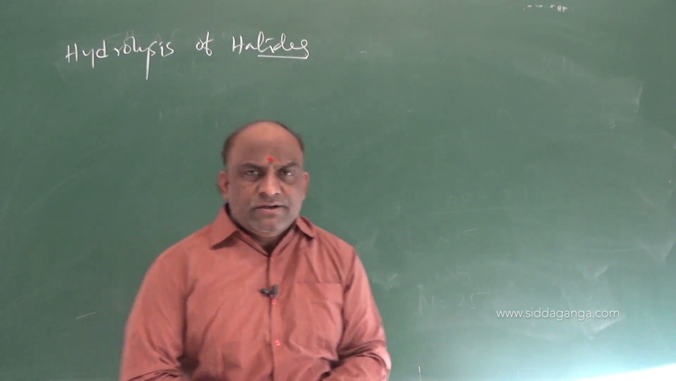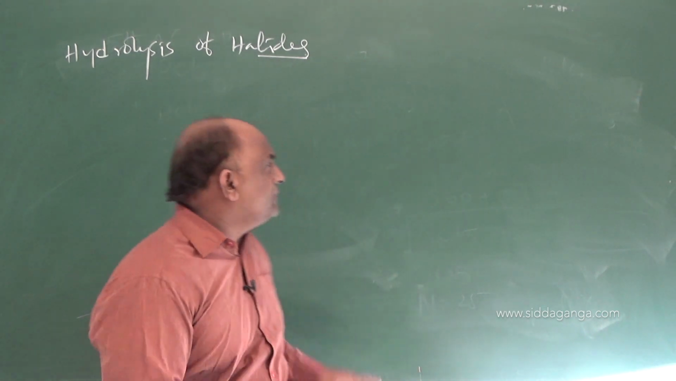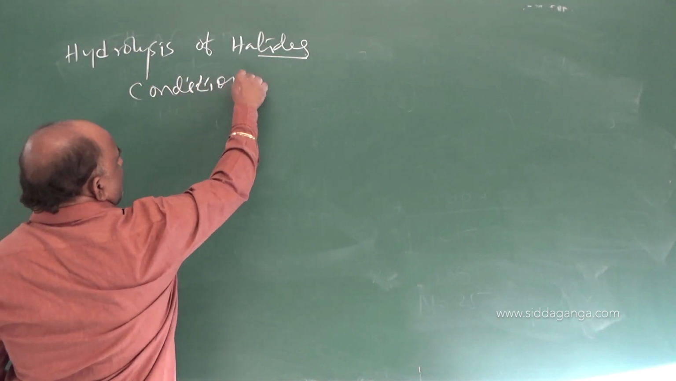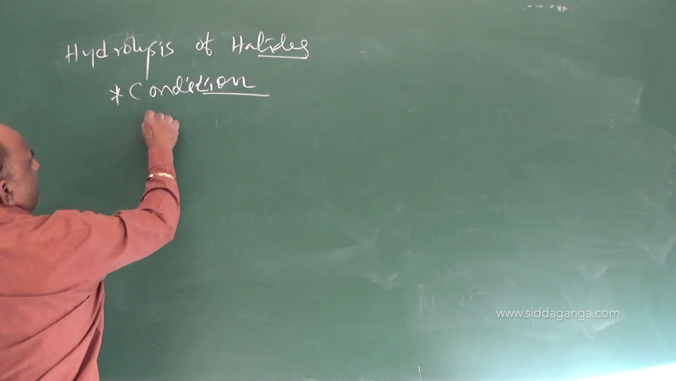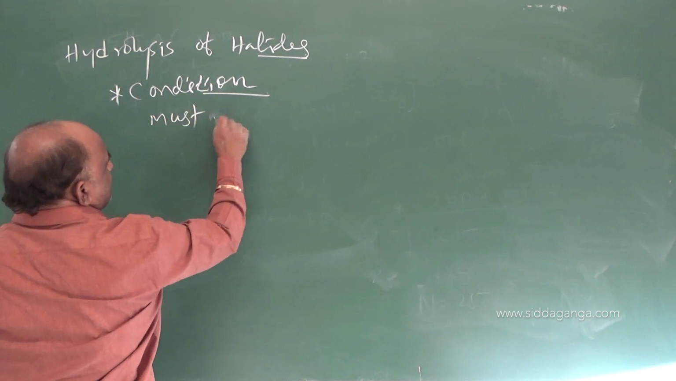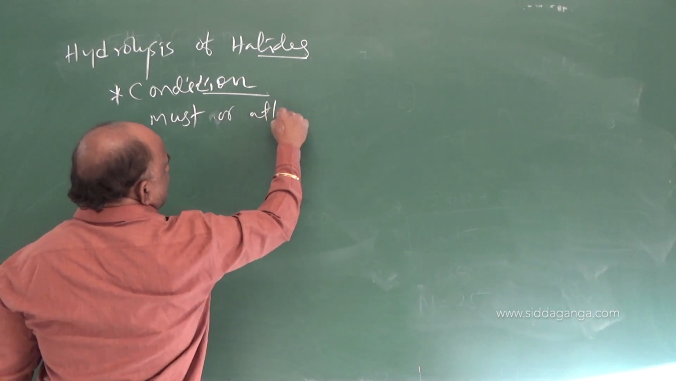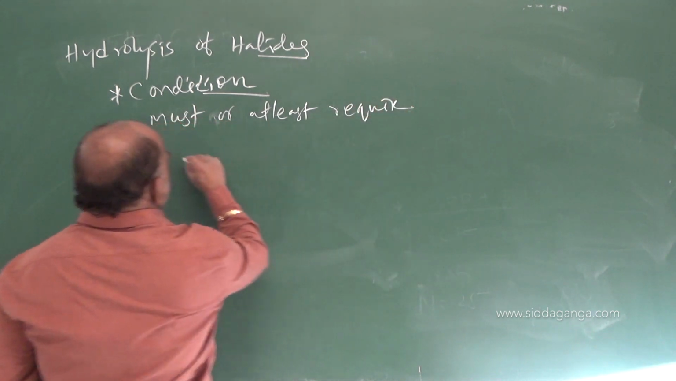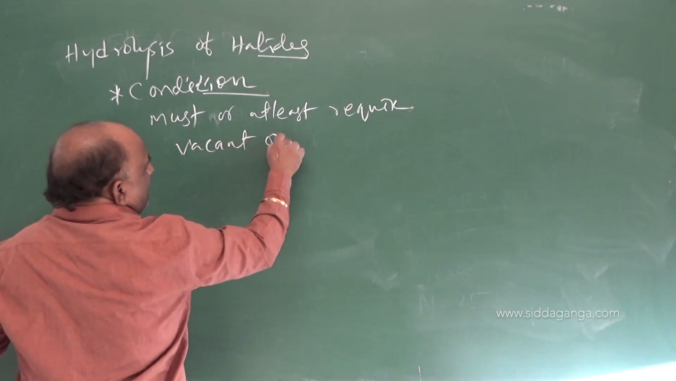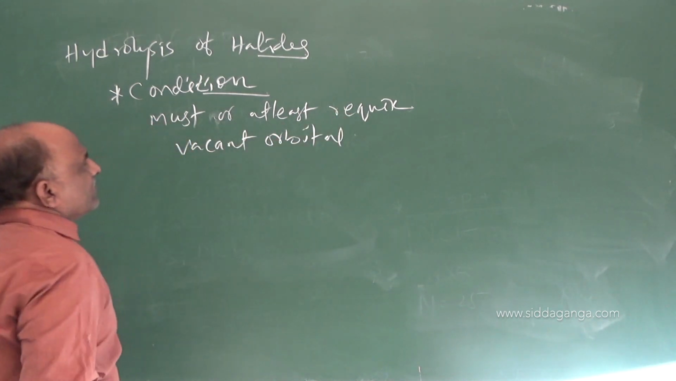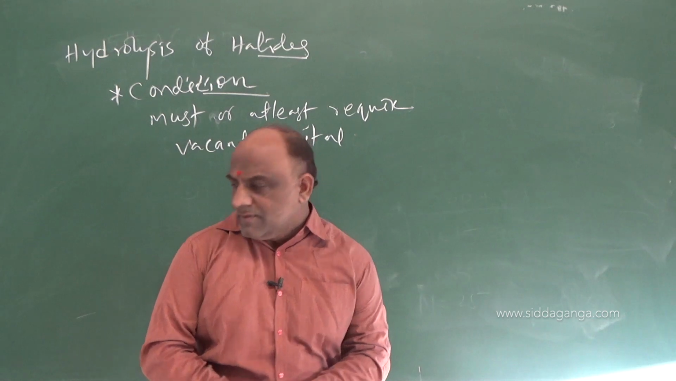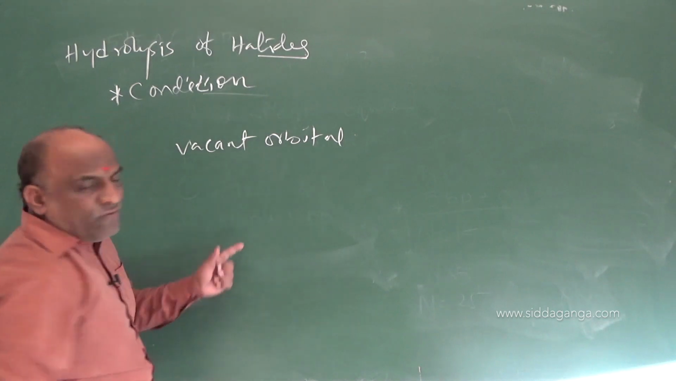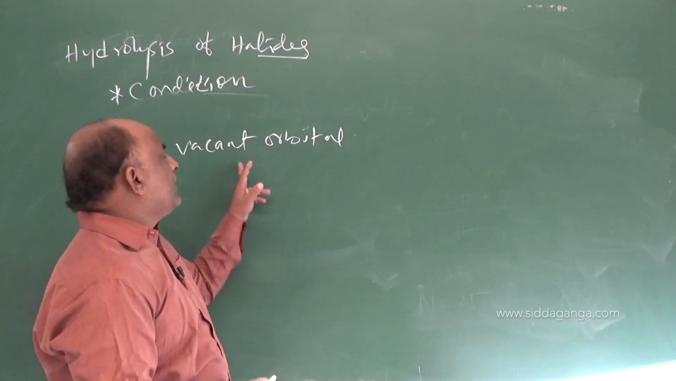So what will be the condition for hydrolysis? You have to remember this condition. What are the conditions? Means must and should: at least, or compulsory, we require a vacant orbital. Compulsory we require a vacant orbital.